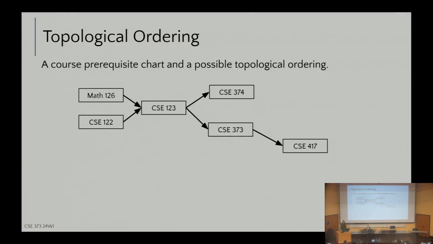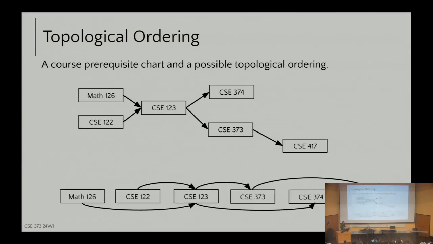What comes after that? What has the fewest number of in degrees after we remove 123 and its connections? What's next in your ordering? There are multiple correct answers to this one. CSE 373. Absolutely. The other correct one, which would have totally been fine, CSE 374. And then finally, we'll finish with CSE 417. So here's an order, but I left the arrows in there for reference. Any questions on how that algorithm works?